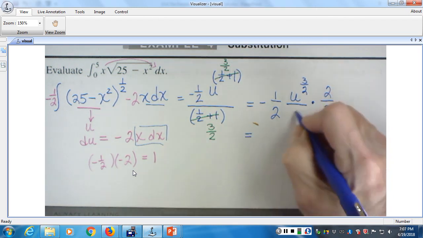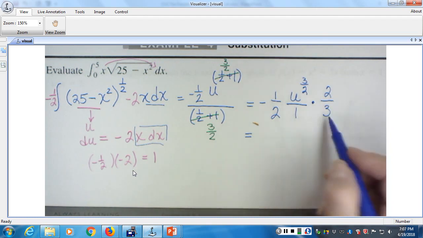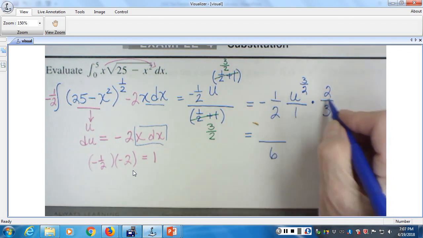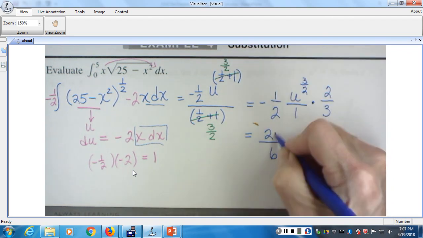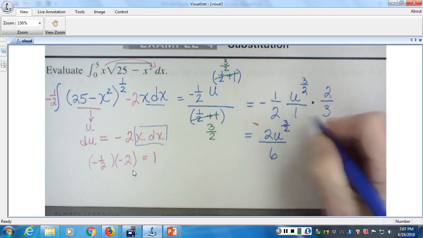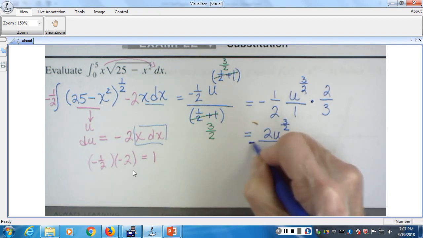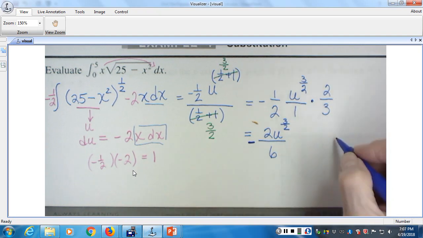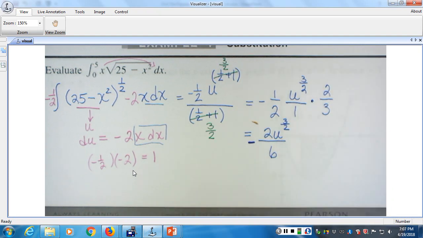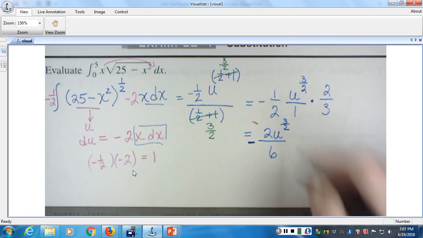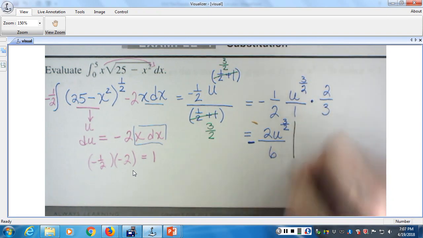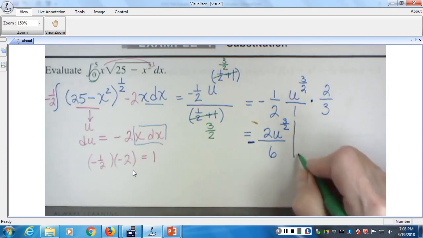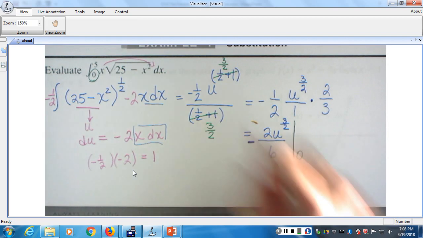So now, doing fraction arithmetic, 2 times 1 times 3 is 6. 1 times 2 is 2. U to the 3/2. And I've still got that negative sign, so I need to keep that negative sign out front. And normally I would have plus c on the end of it, but because this is a definite integral, what I have instead is the limits from 0 to 5.